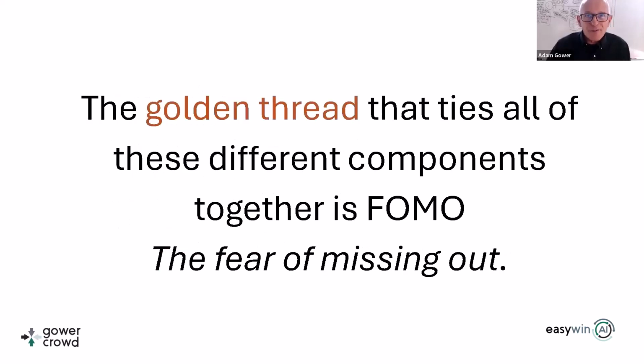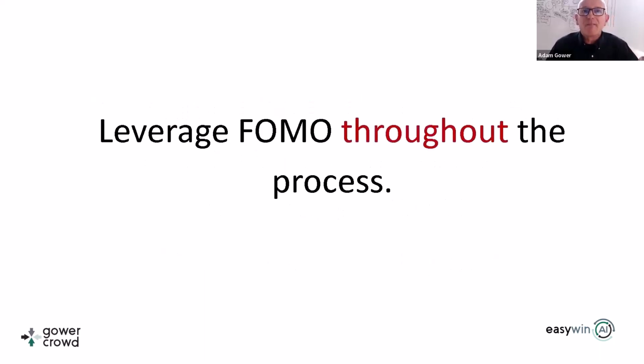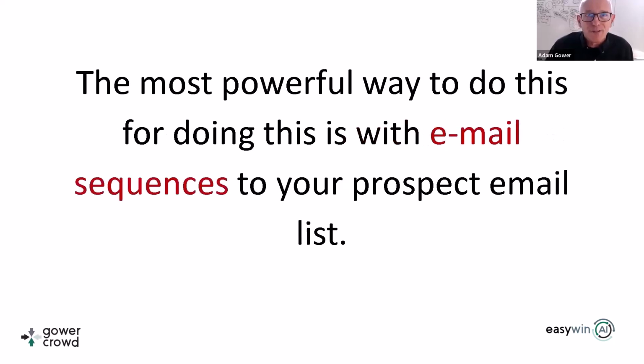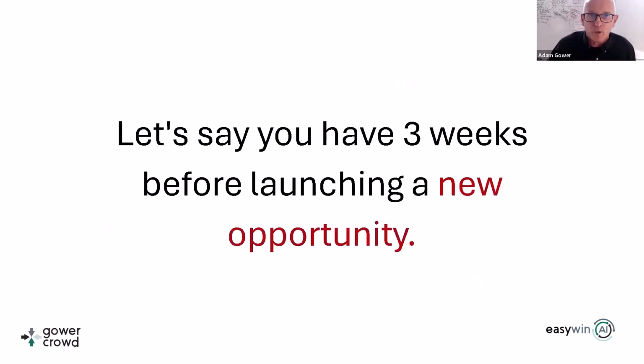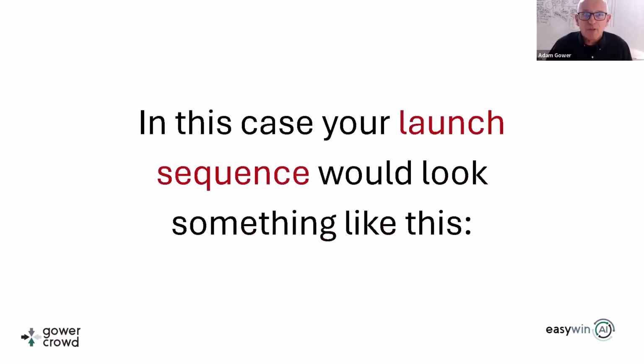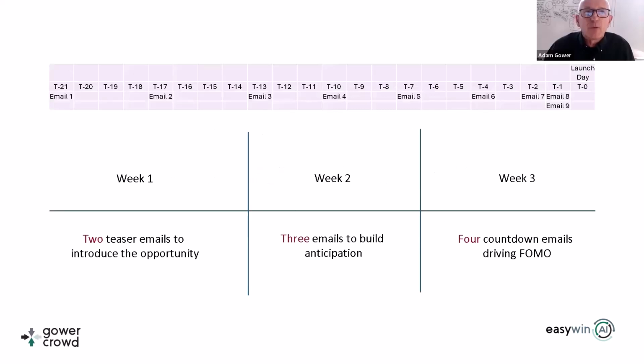Now, the golden thread that ties all of these things together during a campaign is FOMO, the fear of missing out. You want to be leveraging FOMO throughout the process. And the most powerful way to do this is to do it with email sequences. Now, depending on how much time you have, you want anywhere between 5 and 9 emails in increasingly frequent schedule before the launch. So let's say you've got 3 weeks before launching a new opportunity. In this case, your launch sequence would look like this.